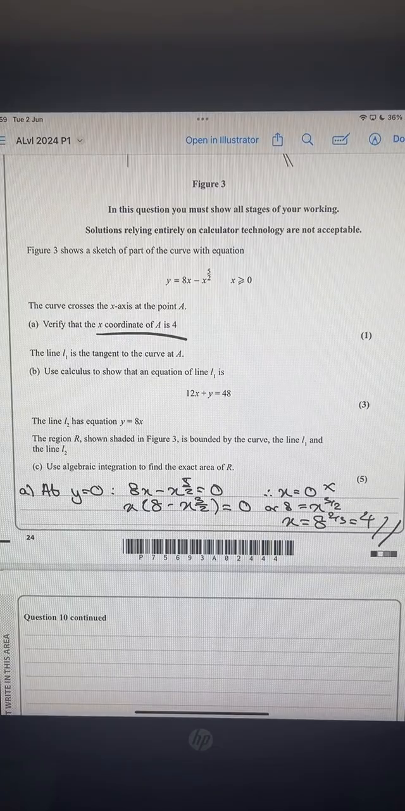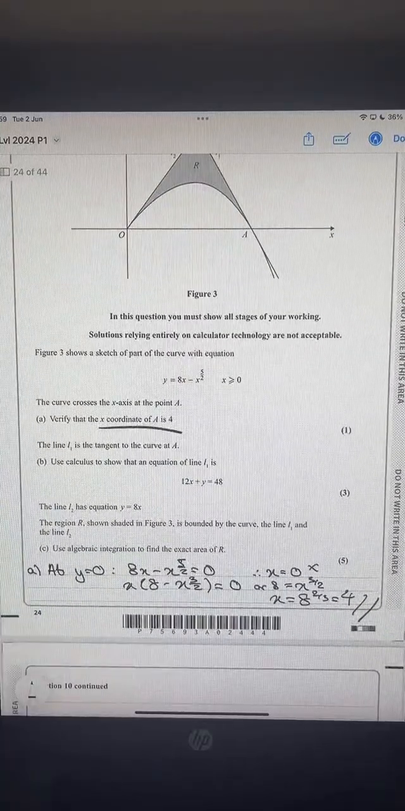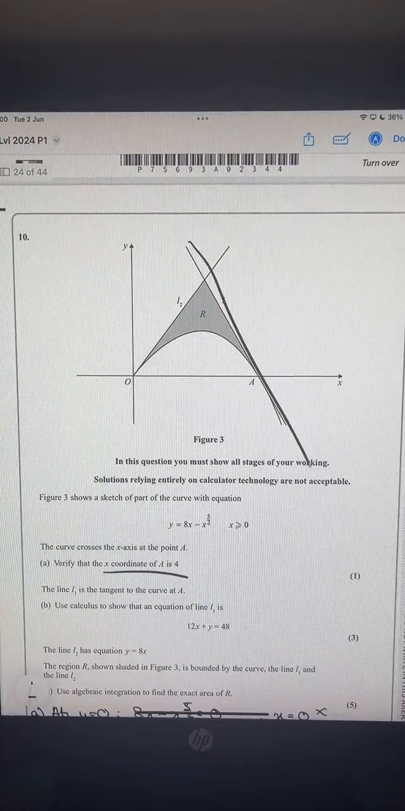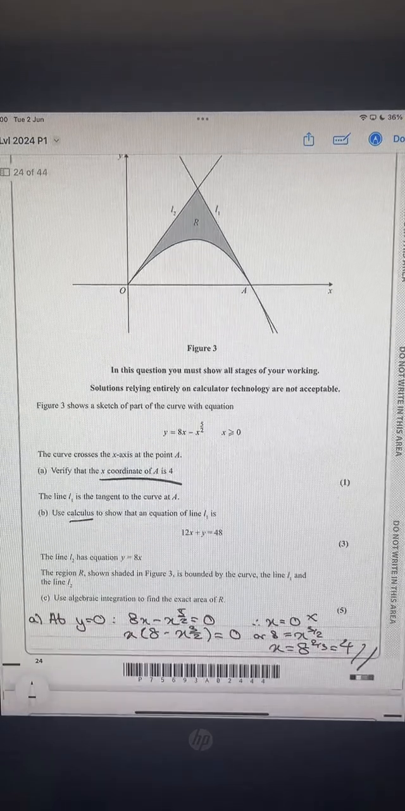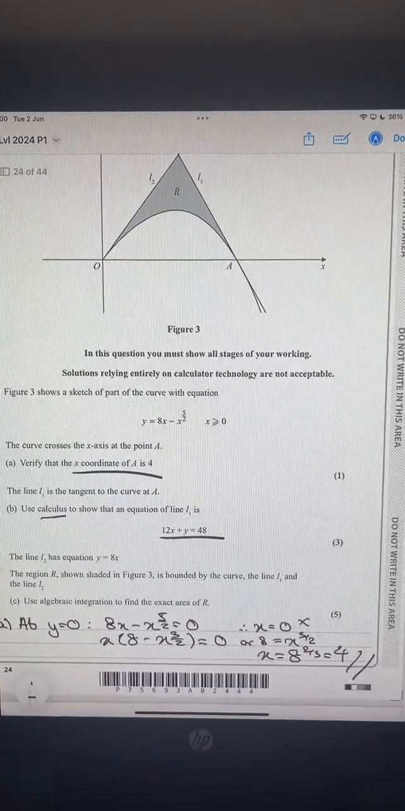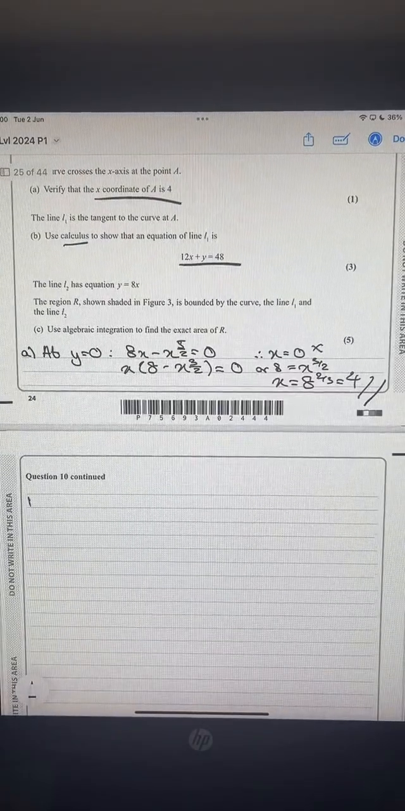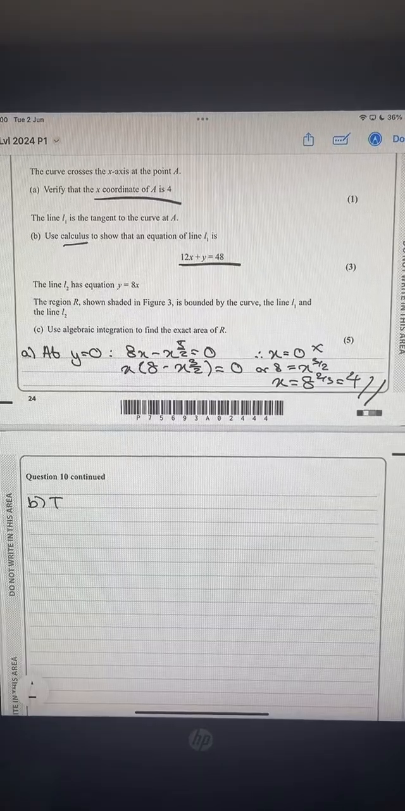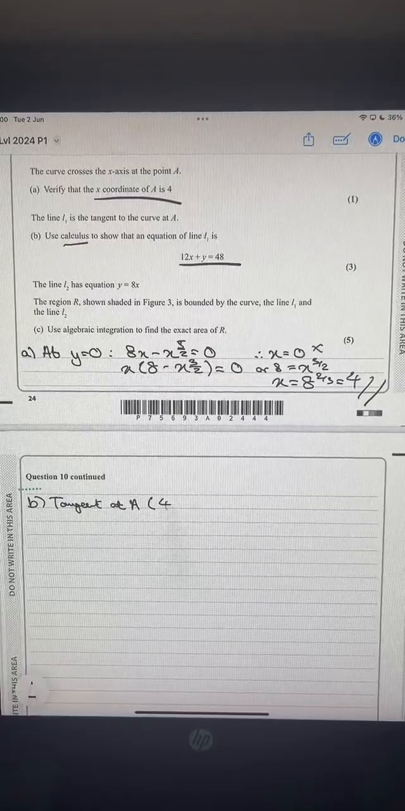Okay, very nice. Part B, L1 is a tangent to the curve at A. There's my little L1 running down the side over there, and it's a tangent, which means it touches the curve. Using calculus, so this is year 1 differentiation, show that the equation of the line L is this. So we need to use calculus to find the rate of change of my curve, and then we plug in my point to find the gradient at that point. So very straightforward. The tangent at A, which is at 4, 0.